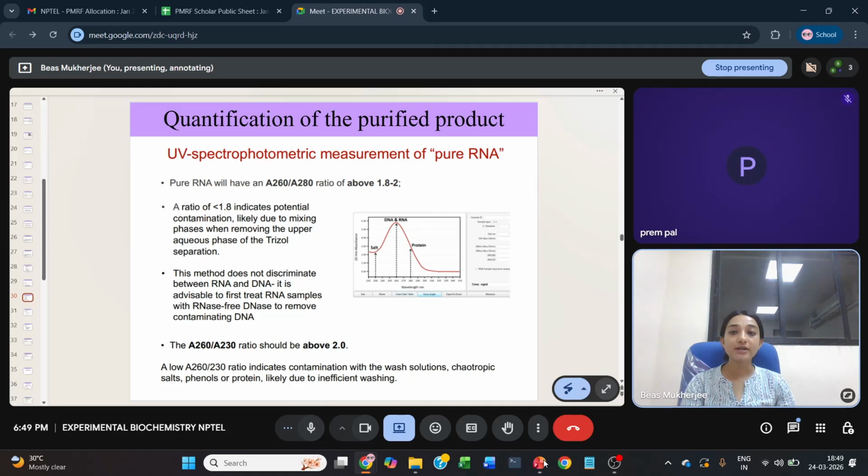A260 by 230 ratio should be above 2. Remember that. A low 260 by 230 ratio shows contamination with the wash solutions, chaotropic salts, phenols or proteins, likely due to inefficient washing.